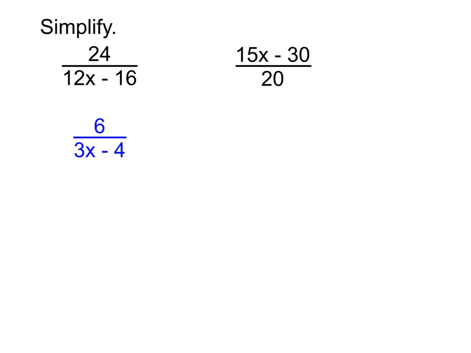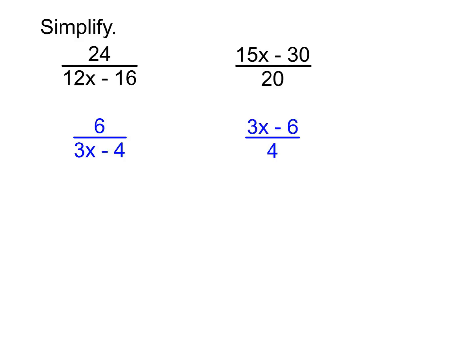And in the case of this second one, what can we divide 15, 30, and 20 all by? 5, absolutely. So I'm now going to divide all three of those by 5. So 15x divided by 5 will be 3x. The minus stays a minus. The 30 divided by 5 gives us 6. And then 20 divided by 5 gives us 4.